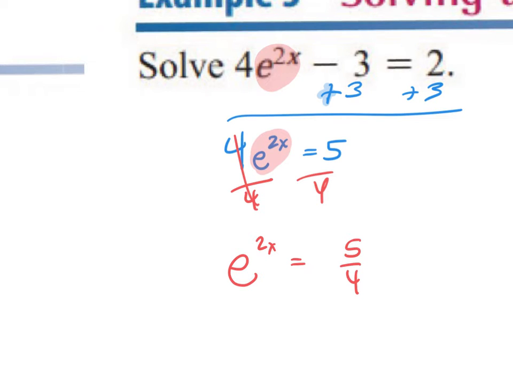Some people ask me in C period, can I just make that into a decimal now? Okay, fine. I would wait till the very end, but do what you need to do.